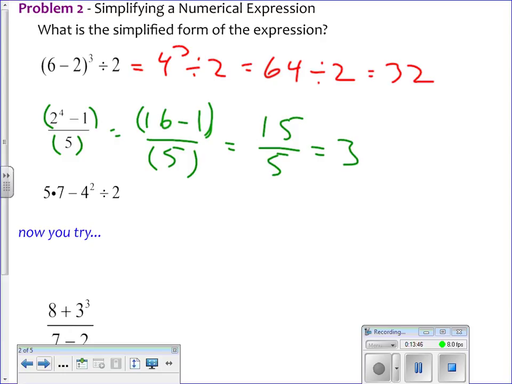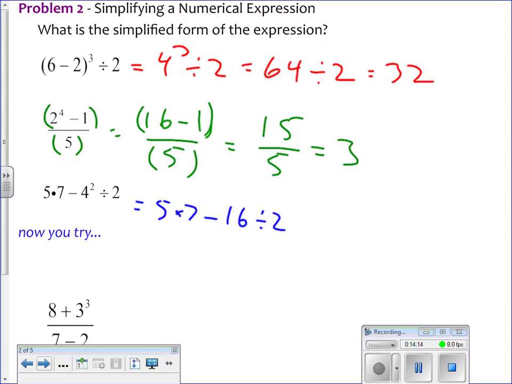Okay, last example, then it's your turn. What do I do first? Do the exponents first. 5 times 7 minus 4 squared is 16 divided by 2. Okay, so I've got no parentheses, got no more exponents. What do I do next? The multiplication and division at the same time, left to right.